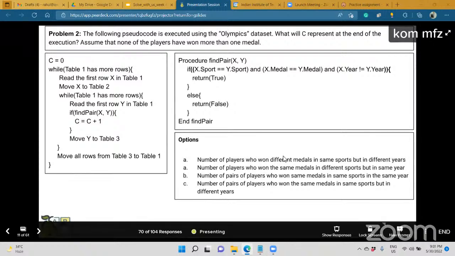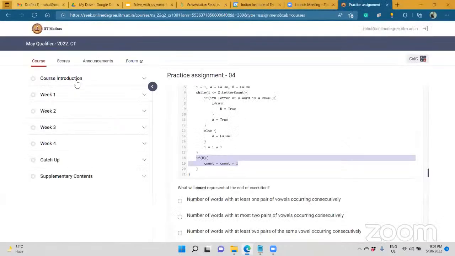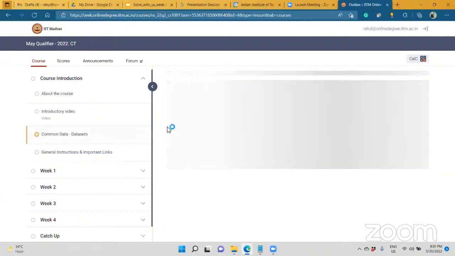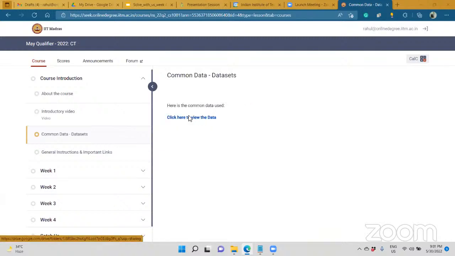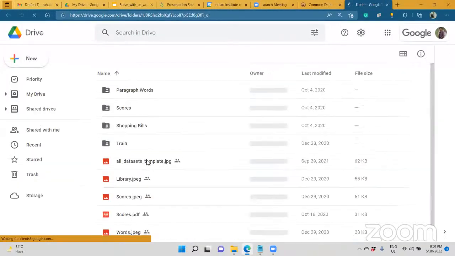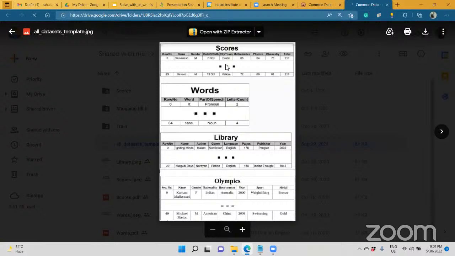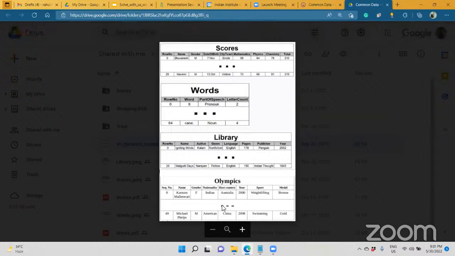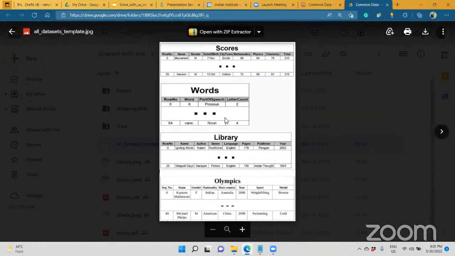Sir, where is this Olympics data set, sir? You don't have to refer to the Olympic data now. You did not see the Olympic data set. No, sir, this is not in there. It is just like graded questions, almost linear, nearly the same. We don't need to look into it for this question. Here is the Olympic data set.